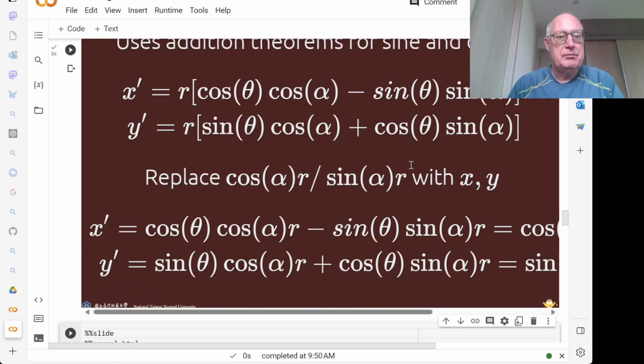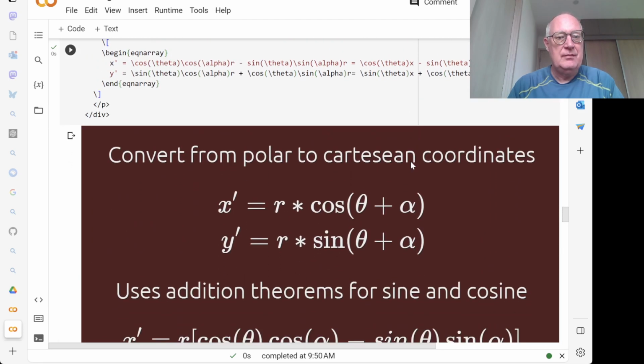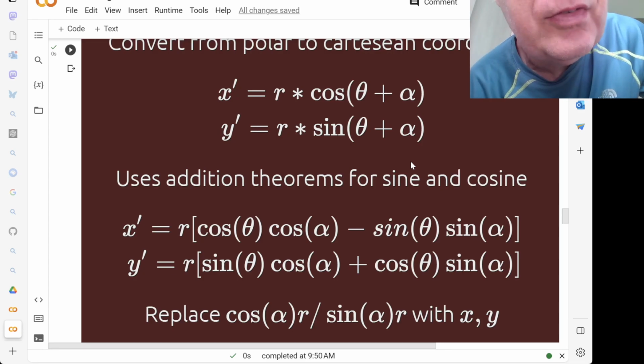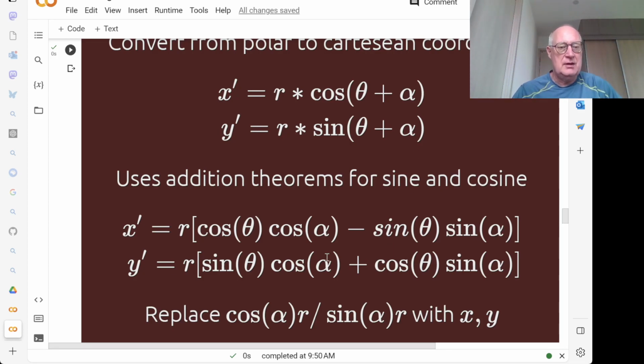So now I can put that into our formula that we had. x dash is r times cos(theta plus alpha), y dash is r times sine(theta plus alpha). So then I replace the cosine of the sum of the angles and the sine of the sum of the angles with our addition theorem, which gives us r(cos theta cos alpha minus sine theta sine alpha), and r(sine theta cosine alpha plus cosine theta sine alpha).